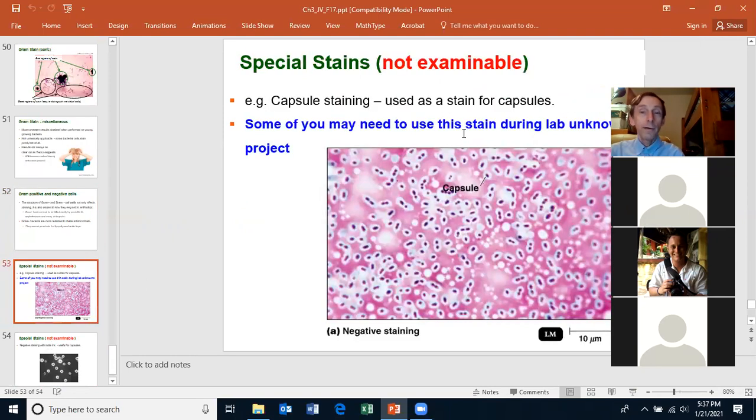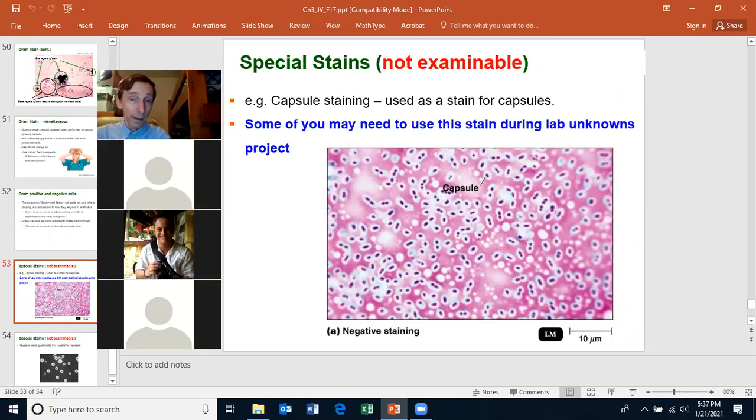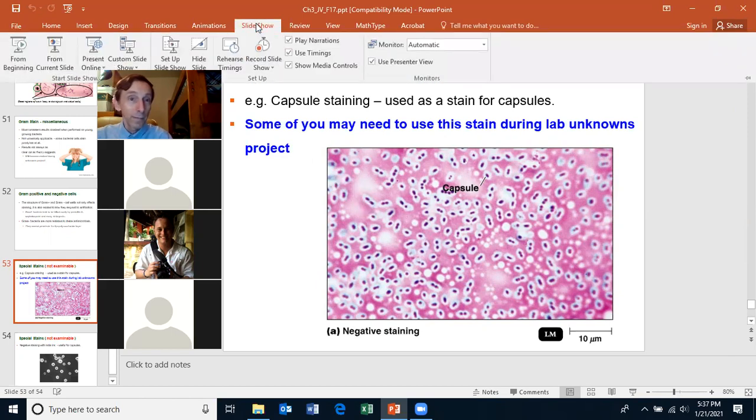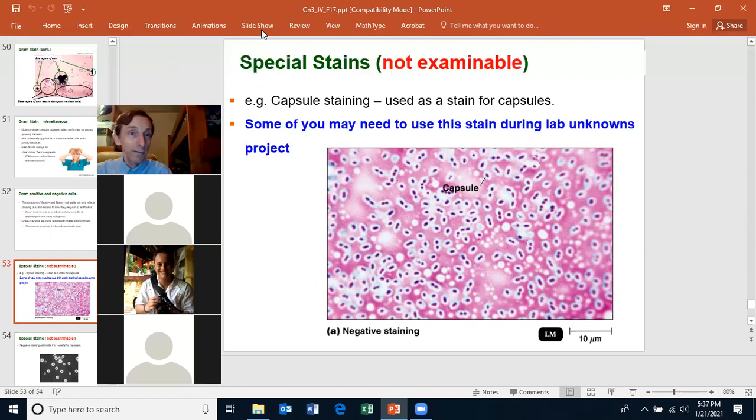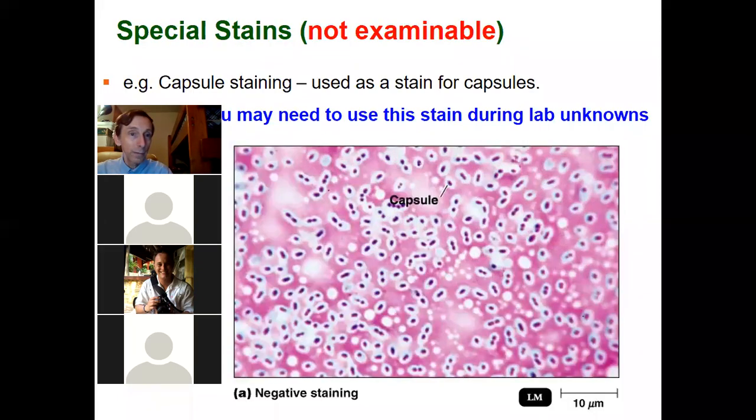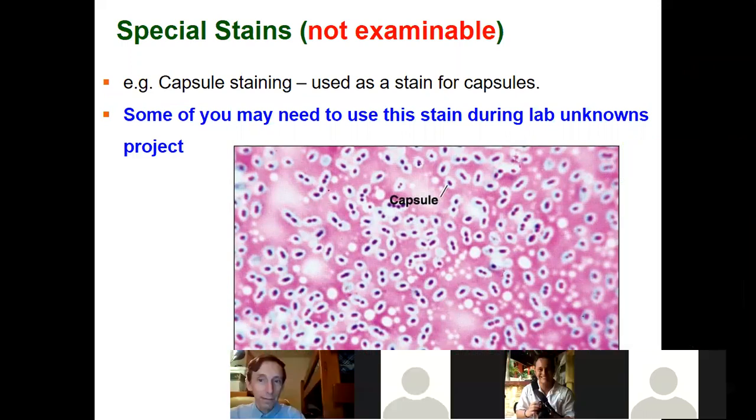Yep. So, 2 last slides that I want to talk about. You won't be quizzed on these slides, but I want to talk about them because you may need the capsule stain when you are working on your unknown project in the lab. What the capsule stain does is it stains the background and the cells, but not the capsule. You may need to use this to help identify your unknown bacteria, which you will be given later in the class.